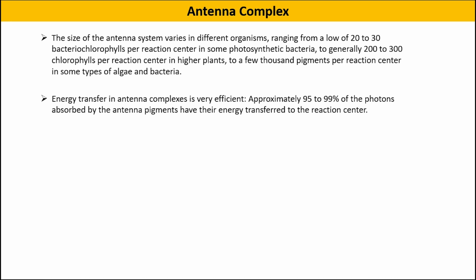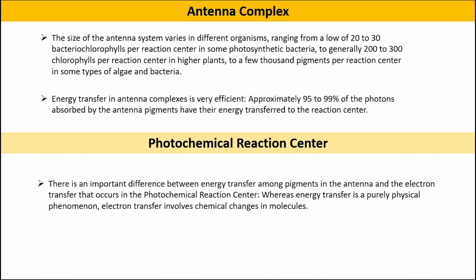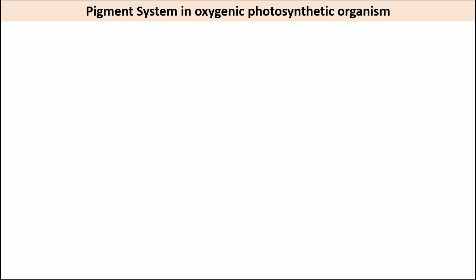Photochemical reaction center. There is an important difference between energy transfer among pigments in the antenna and the electron transfer that occurs in the photochemical reaction center. Whereas energy transfer is a purely physical phenomenon, electron transfer involves chemical changes in molecules. Pigment system in oxygenic photosynthetic organism. Pigment system in oxygenic photosynthetic organism is located in thylakoid membrane. There are two photosystems present.